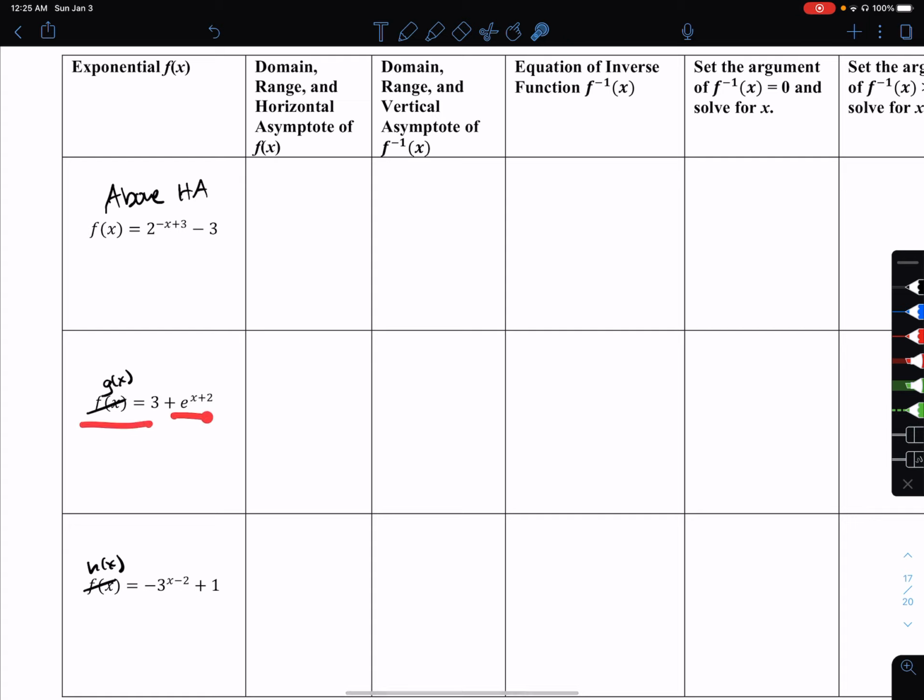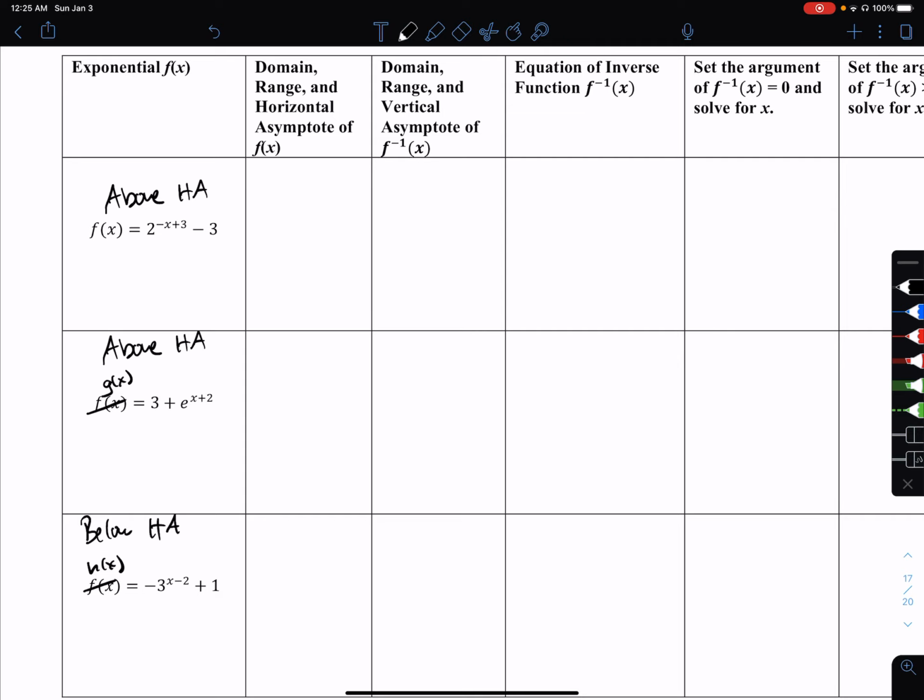g of x has no vertical reflection. It's also going to be above the horizontal asymptote. h of x has a vertical reflection because this negative is multiplying on the outside. It's going to be below the horizontal asymptote. That's all relevant for domain, range, and such.